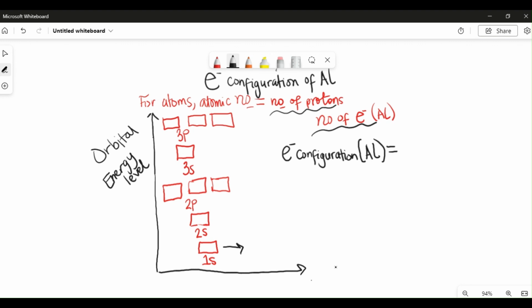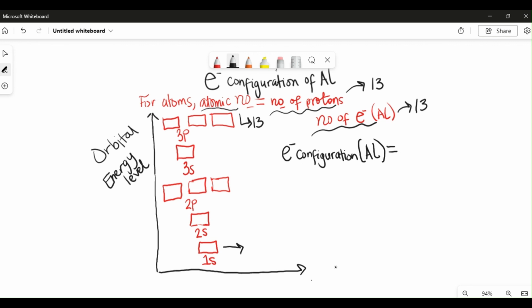Now, in order for us to determine the number of protons, we're going to go back to our understanding of the periodic table. For atoms, the atomic number is always going to equal the number of protons. The atomic number of aluminum in the periodic table is 13, which makes the number of protons 13. Because aluminum is an atom, it is not an ion, so it's not a cation or an anion. That means it's going to have the exact same number. So the number of electrons for aluminum atom is also 13. Now that we've noticed that, alhamdulillah, thank God, we already got it.